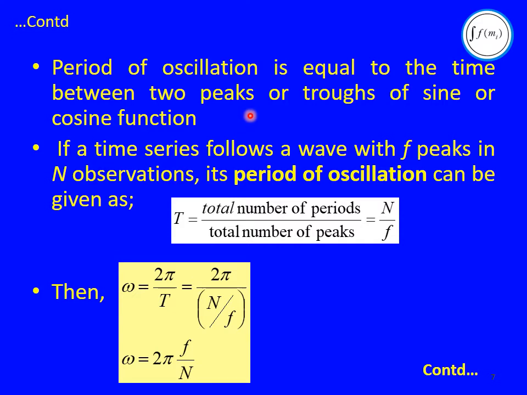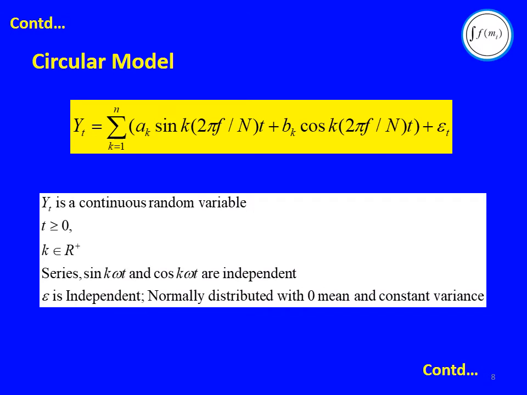From my point of view, when I was doing my PhD, I thought if a wave has small f peaks in capital N observations, then the period of oscillation can be given as total number of observations over total number of peaks. That is capital N over small f. So I modified omega as 2 pi n over f. So then omega becomes 2 pi f over n. Using this equation, I calculated the omega. Then the discrete version of the Fourier transformation is modified. Actually speaking, I theoretically proved this one.